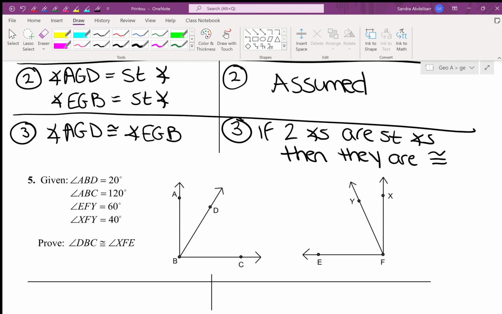So we have to label our diagram. So let's go through and label it now. Let me see how you label it. Okay, so first mistake there. So you're now saying angle DBC is 120. That's how you labeled it. You want angle ABC to be 120. So it's going to be a full angle.